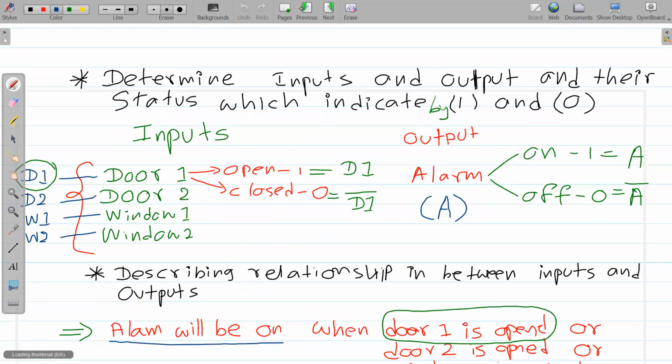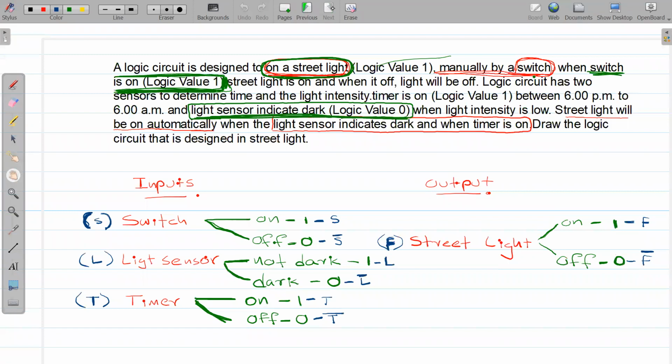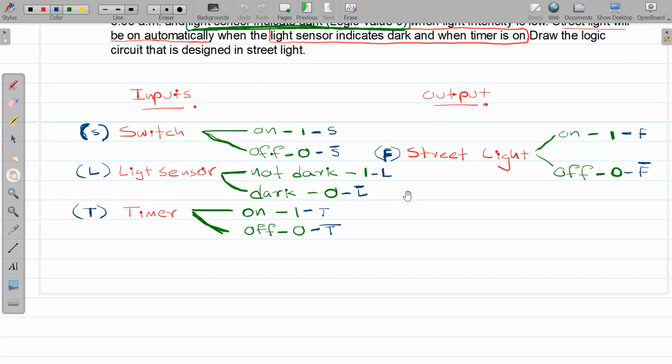Then what are we going to do? So it says, describe the relationship between inputs and output. How are we going to do that? Now we know what the inputs are and we know what the output is. So let's describe the relationship between input and output. We have to write it in simple terms. So we can say what? Timer is on. I'm sorry, not timer. Street light.